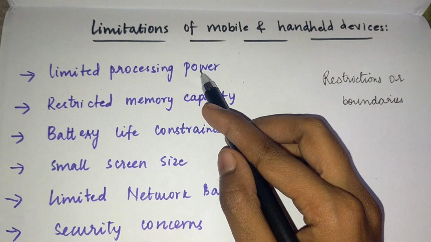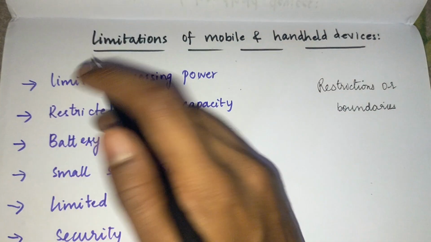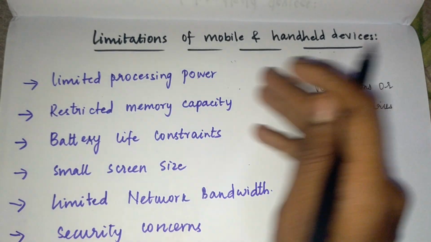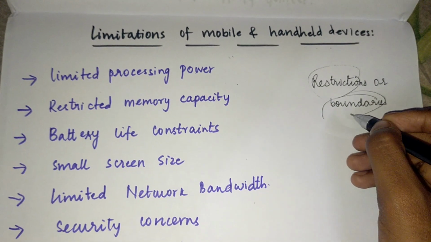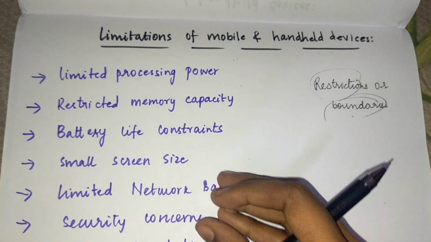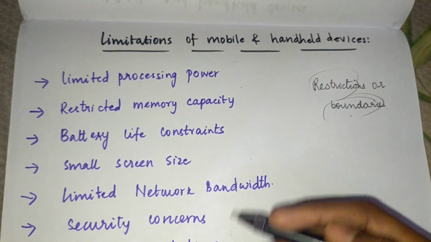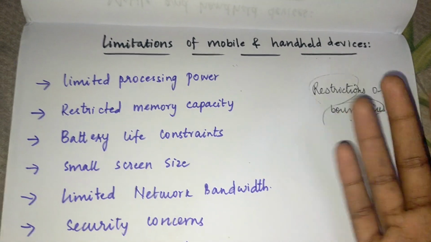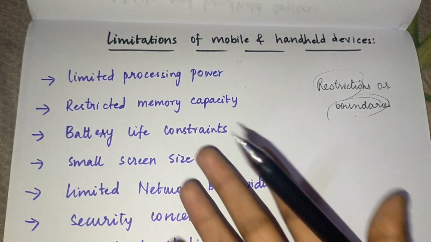Everyone, in this video we'll see what the limitations of mobile and handheld devices are. In the previous video we saw what mobile and handheld devices are. Here, limitations are nothing but restrictions or boundaries, which reduce the performance of your phone or your device, whatever it is. We are going to discuss now what exactly those boundaries and restrictions are.